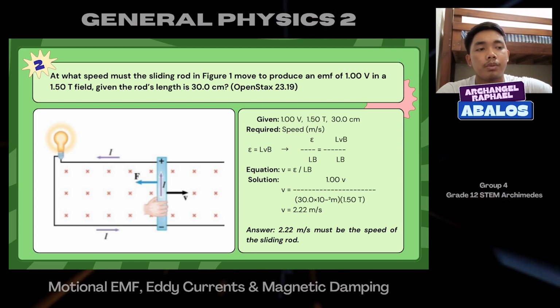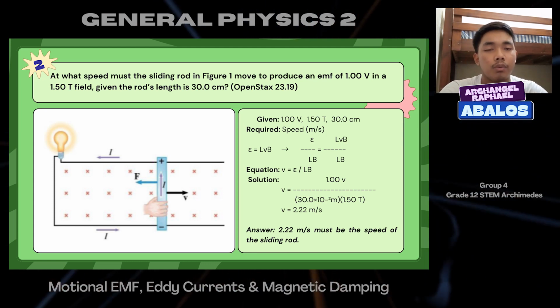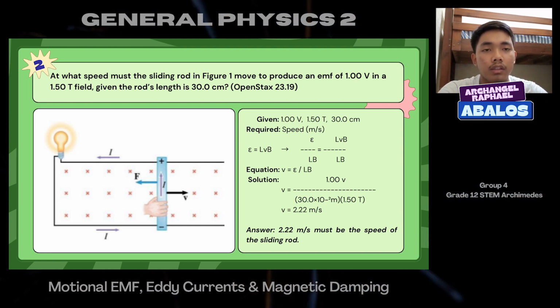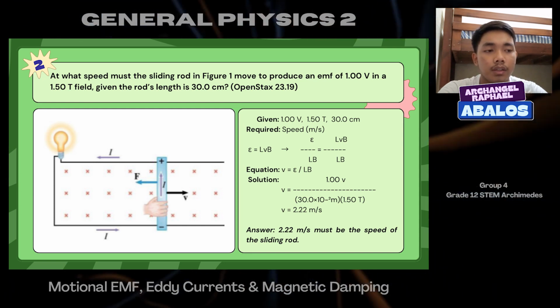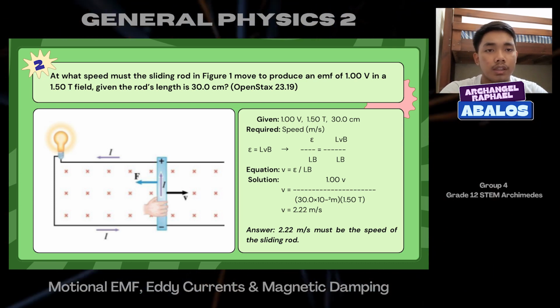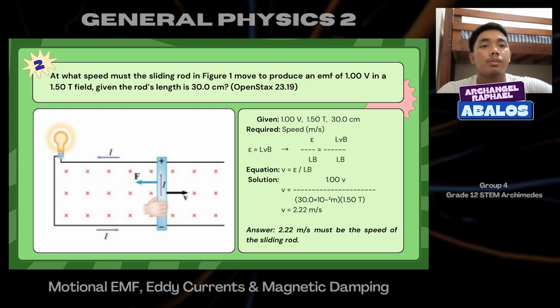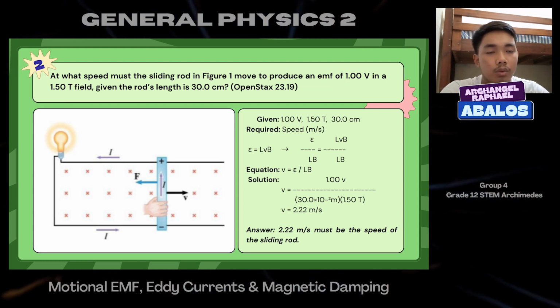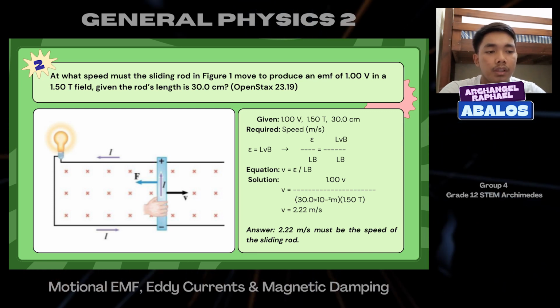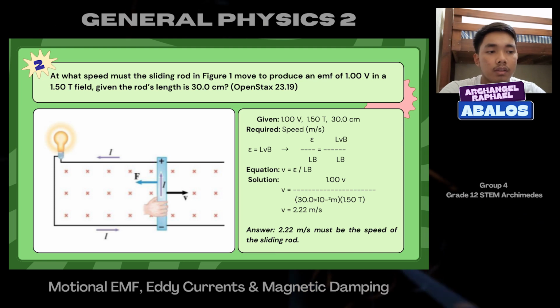So, para mahanap natin ang speed, we must divide both sides by L and B in the equation. Which leaves us cancelling both L and B on the right side. Kaya ang matitira na lang sa equation natin is velocity is equivalent to EMF divided by the length of the rod times the magnitude of the magnetic field. So this will be our solution, which is 1 volt over 30 multiplied by 10 raised to negative 2 meters multiplied by 1.50 Tesla. So our velocity will be 2.22 meters per second. Yun ang necessary na speed ng sliding rod.